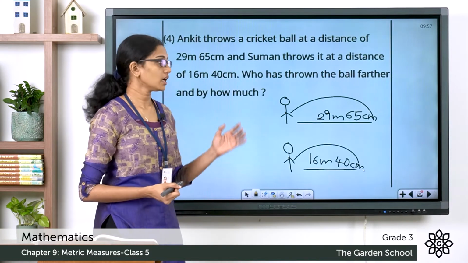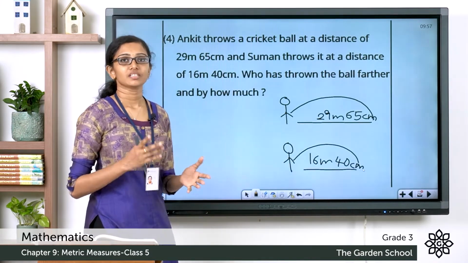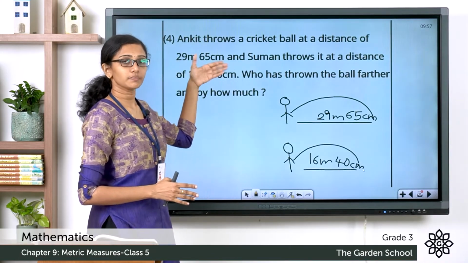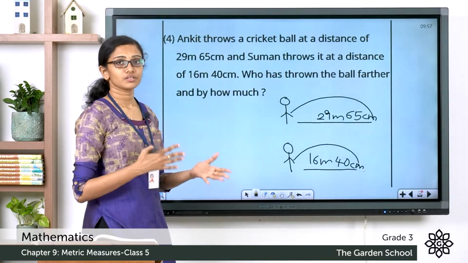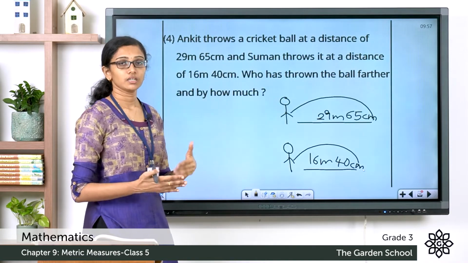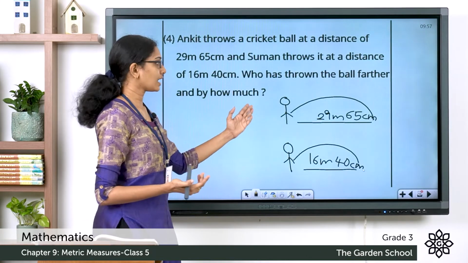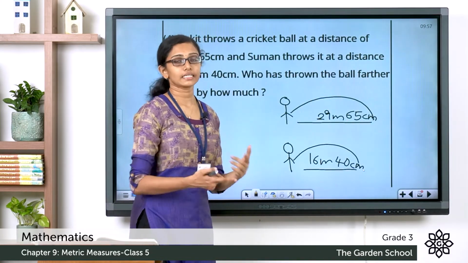Now, you have to find out who threw the ball to a greater distance and by how much. See, you have a measurement of 29 meter plus something and a measurement of 16 meter plus something. So, which one is more? Is it 29 meter or 16 meter? 29 meter is the greater distance. So, obviously, Ankit threw the ball to a greater distance.